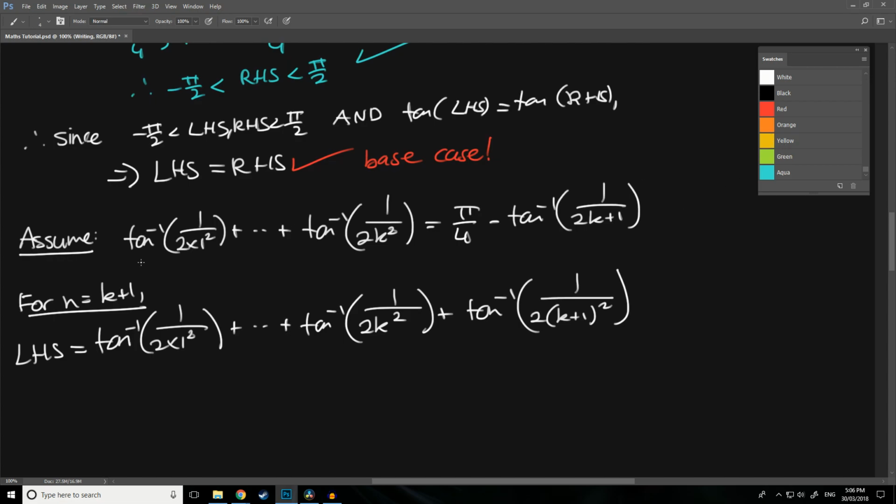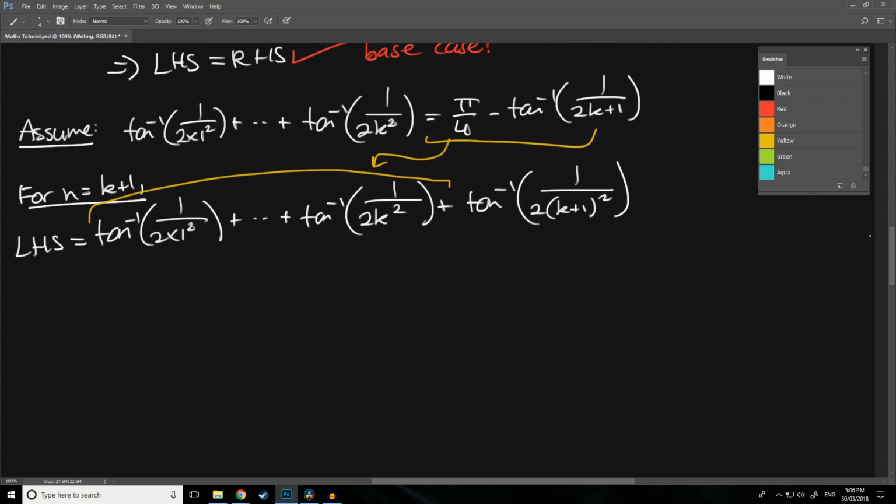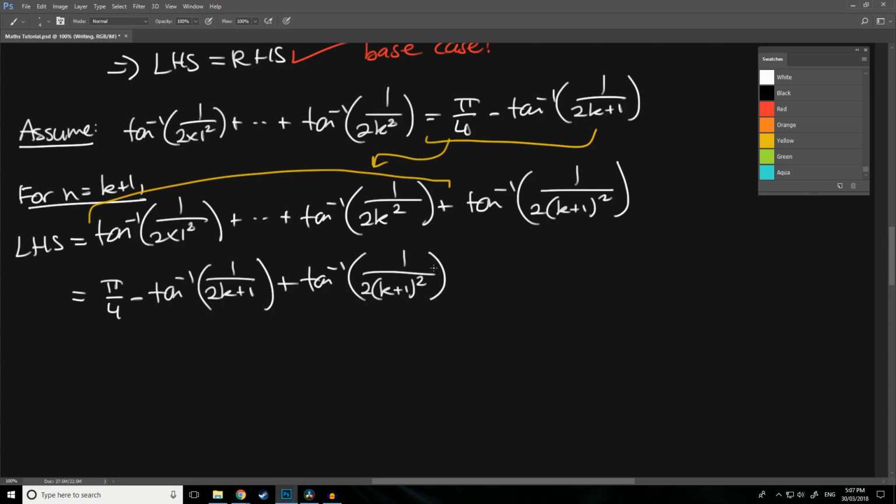And notice that since this is equal to this, which is equal to that, we can just sub that in for there. So we'll say that it equals pi on 4 minus inverse tan 1 on 2k plus 1 plus inverse tan 1 on 2k plus 1 squared. From assumption, got to write that.